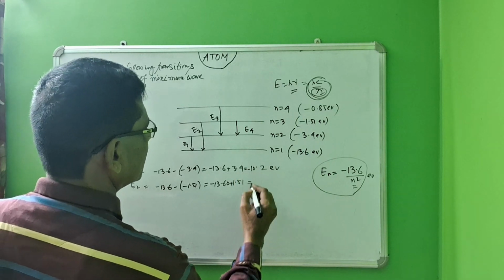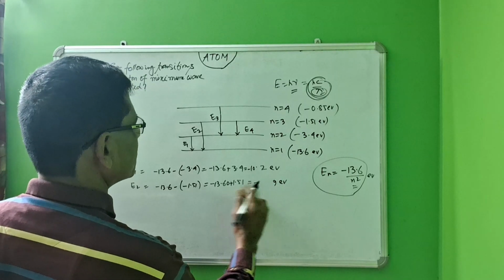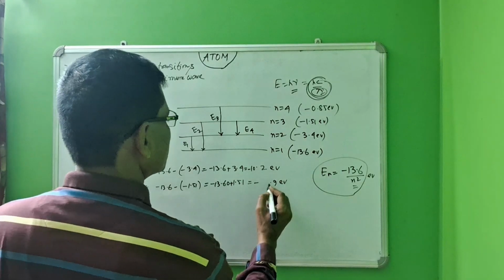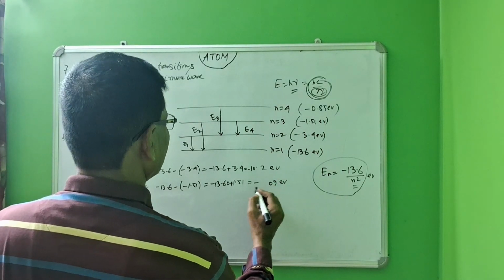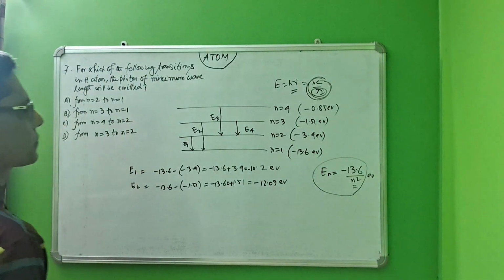Minus this equals minus 1, 91 tens are 6, and 6 0. 91 tens are 6 0. 12.09.